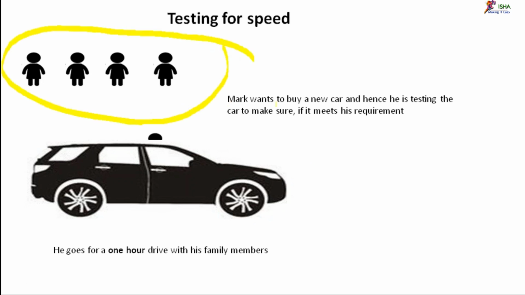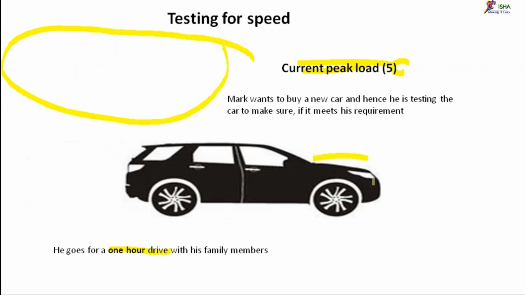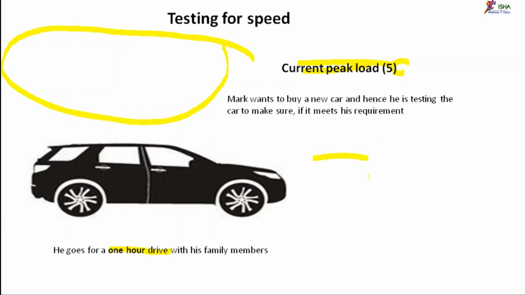So that is the current peak load. All these 5 people are sitting in the car, so the current peak load for Mark is 5. All 5 people sit in the car and he goes for a 1 hour drive. While he is driving, what is he caring about? Is the car driving fast enough? Mark is not driving alone. He has some load on that car, and the load is 5 members, which is the current peak load for Mark.